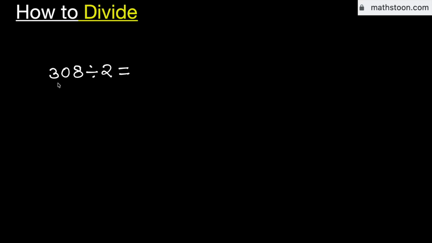Let's learn how we divide 308 by 2 using the long division method. Consider the first digit 3. We know that 2 times 1 is equal to 2. Subtract, we get 1. Now this 1 is less than 2. That is why we need to bring down this adjacent 0 here.